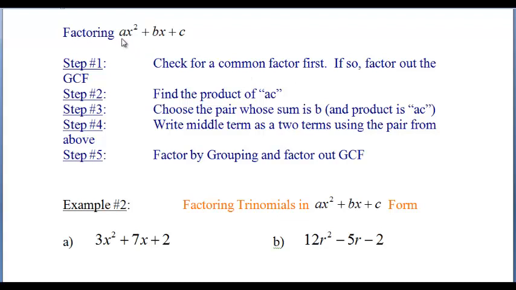Step 2, we're going to multiply our leading coefficient, which is A, times our last term C, and we're going to look for the factors of the product of that answer that add to equal our middle term, similar to what we did in the prior examples. But instead of just looking at C, we look at the value of A times C. We're going to rewrite the middle term as the two terms used in the pair from the step above. And then we're going to factor by grouping to finish our problem.